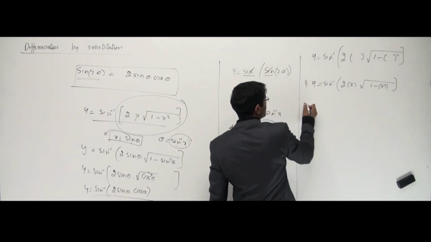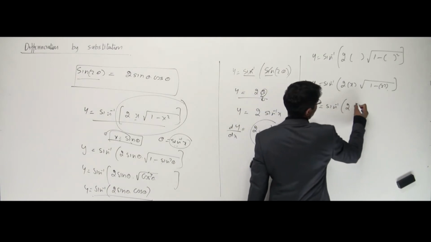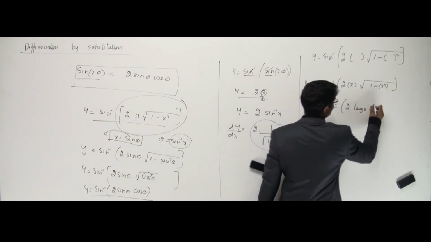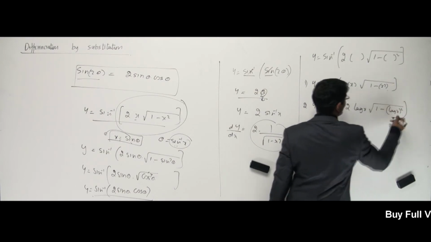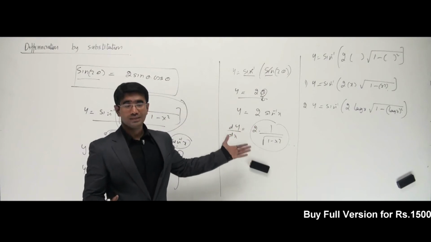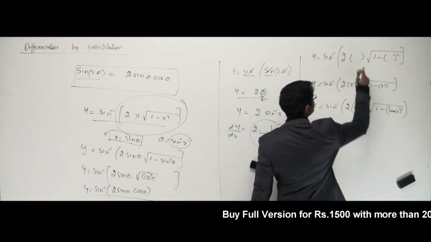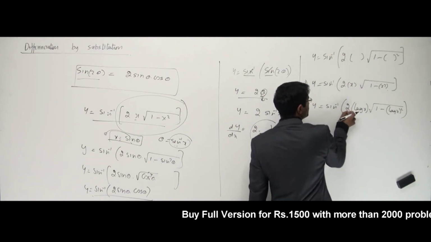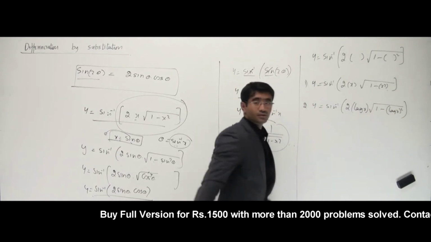Now, what if my problem is y is equal to sine inverse of 2 times, let's say, log x into root of 1 minus log x the whole squared. Now how will I solve this guy? That is too big to solve using chain rule. But can I use some substitution here? This guy looks exactly like this problem, right? So you have 2 times a function into square root of 1 minus the same function squared.